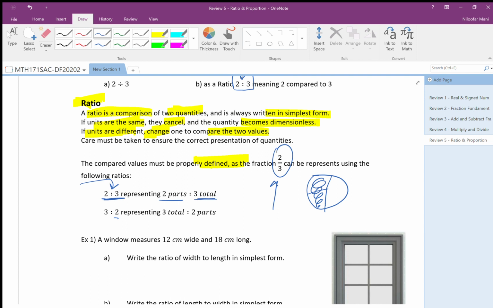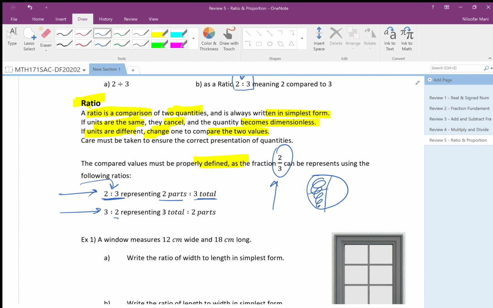For fraction, I don't need to mention what, because I know part over total. For ratio, I need to say which one is which one. Maybe you see 2 to 3, maybe you see 3 to 2, but both of them have the same meaning, because I say the first one is part to total, the second one is total to part. So it's the same.